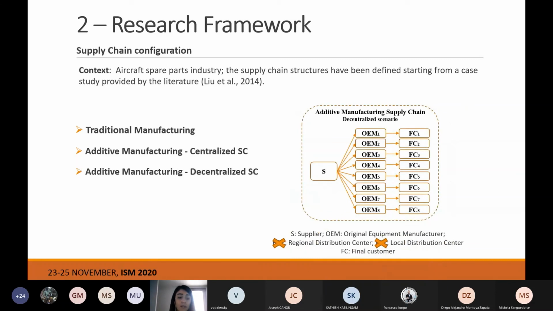Finally, the third configuration is based on additive manufacturing too, but it considers a highly decentralized structure. In this case, the production phase is split and located close to the final user. Each local distribution center is equipped and able to manage its own production.